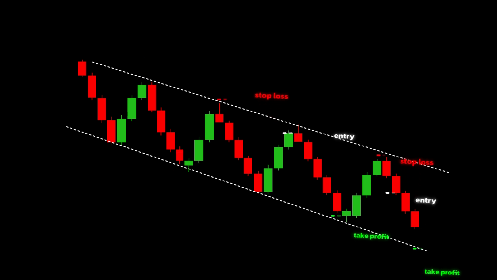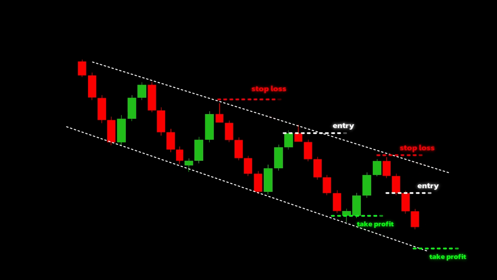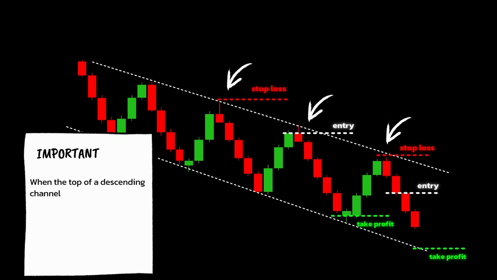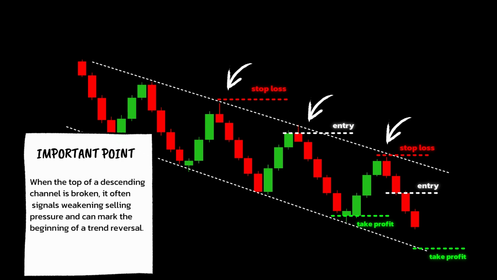The top of the channel is a good area for selling. The bottom of the channel is where profits are usually taken or trades are closed. And one very important point, when the top of a descending channel is broken, it often signals weakening selling pressure and can mark the beginning of a trend reversal.